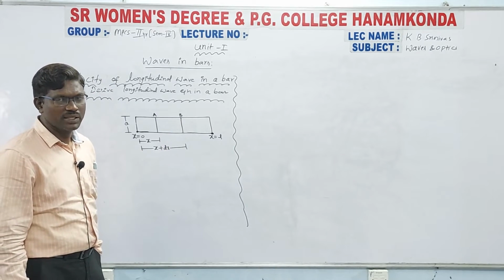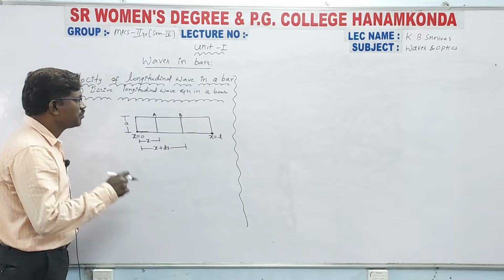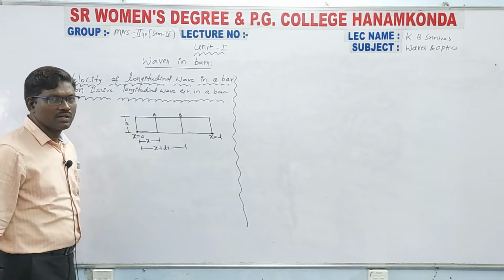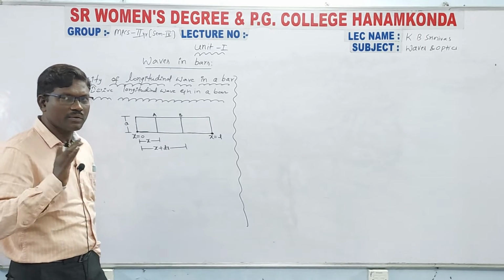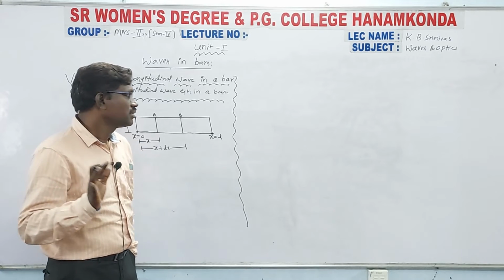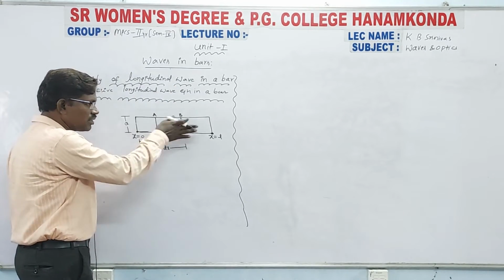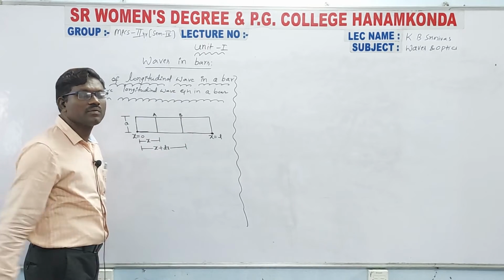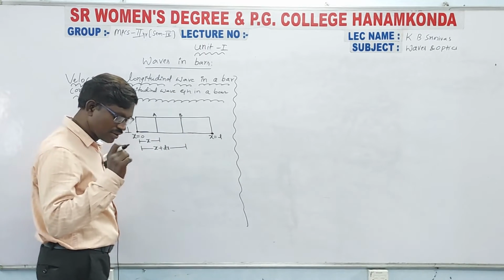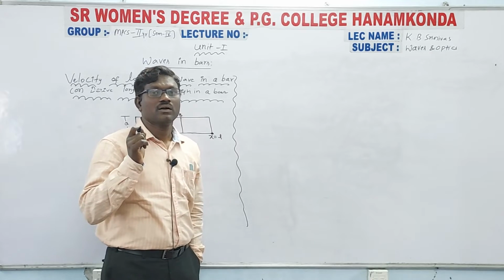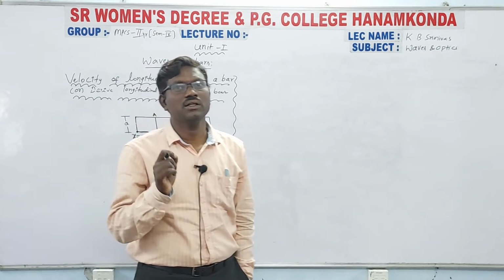Clear? This is about the scenario. If the bar is struck, definitely the bar comes into a vibrating state, that is definite. So, we can observe some longitudinal waves. When longitudinal waves are passing through this bar, what is a longitudinal wave? You have to remember what a longitudinal wave is.